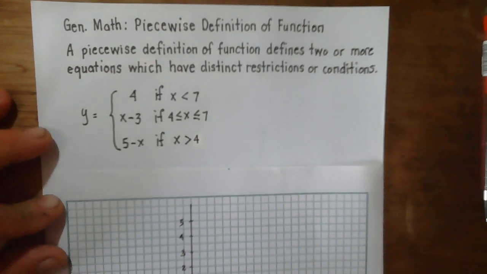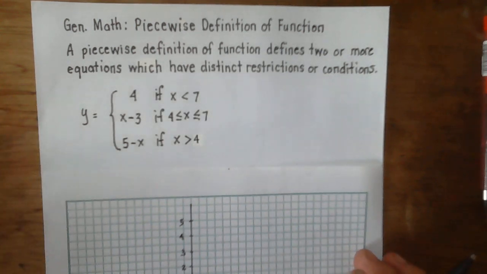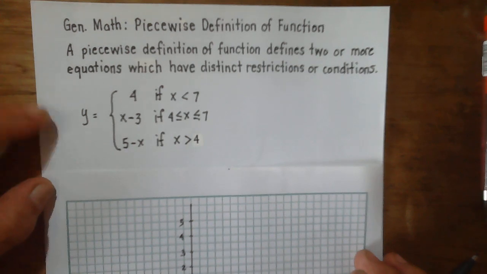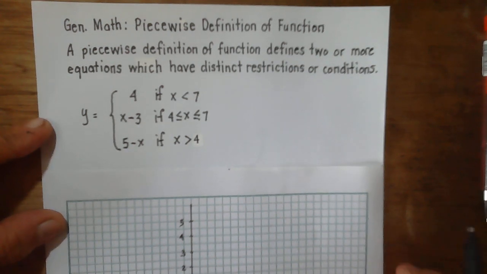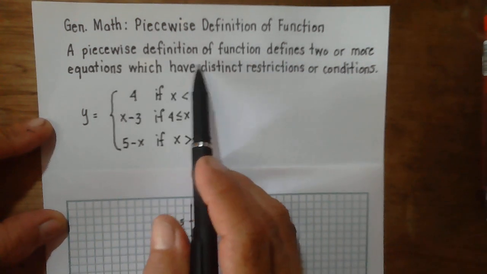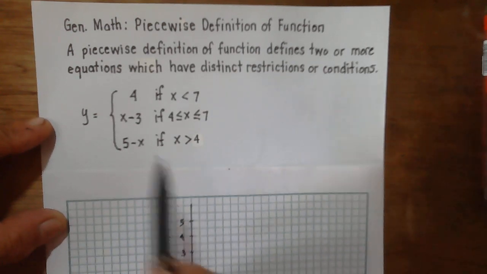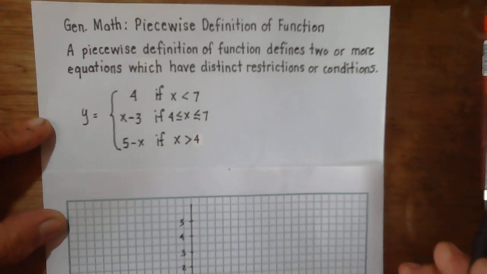For general mathematics, we have this lesson on piecewise definition of function. Now we read. A piecewise definition of functions defines two or more equations which have distinct restrictions or conditions. Below is an example of a piecewise defined function.